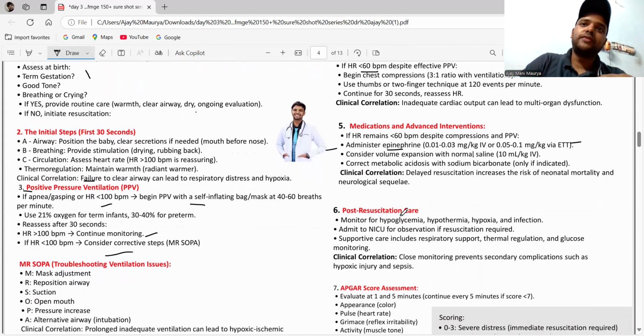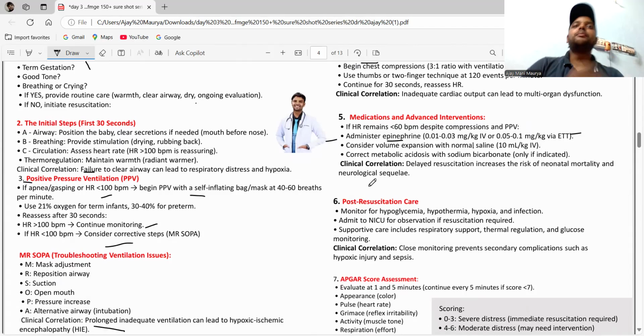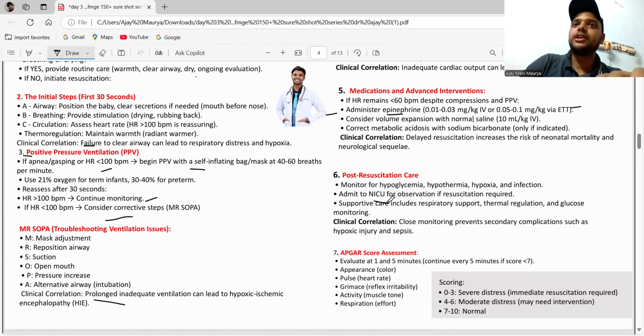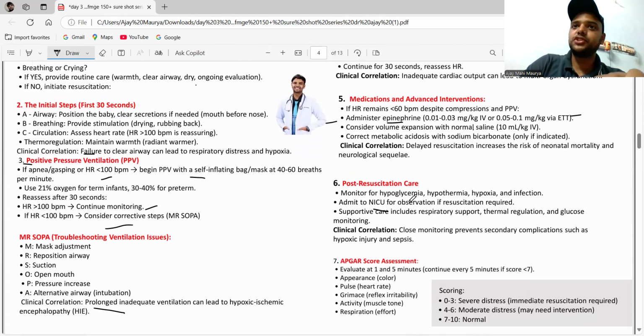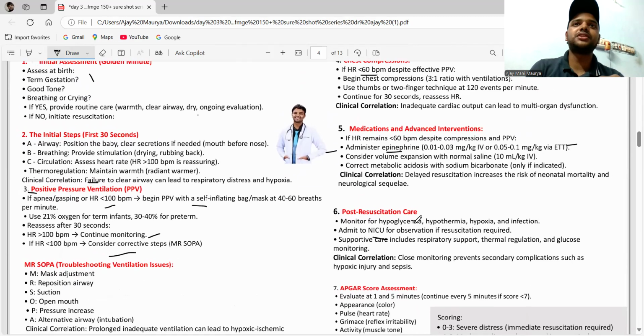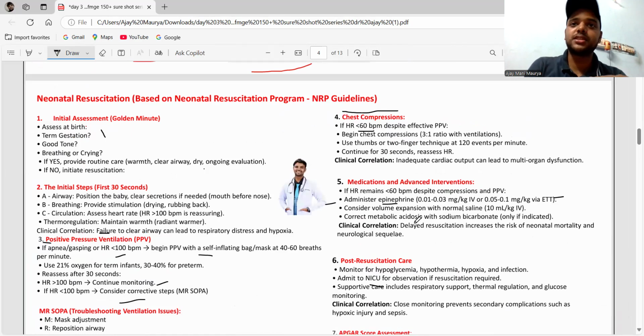If this also fails, then you have to do the post resuscitation care. Monitor for hypoglycemia, hypothermia, hypoxia, and infection. Admit to the NICU, neonatal intensive care unit, for observation if resuscitation was required. Supportive care includes respiratory support, thermoregulation, and glucose. Why is it important? Because close monitoring prevents secondary complications such as hypoxic injury and sepsis. This is the steps for neonatal resuscitation.